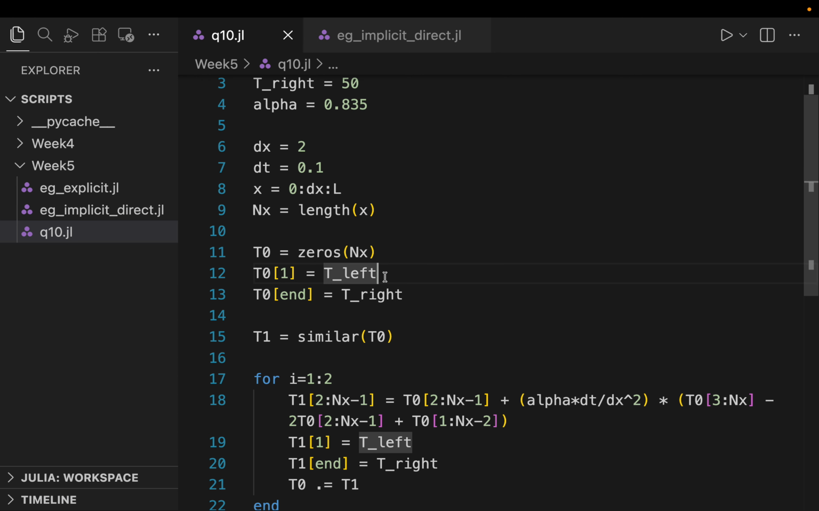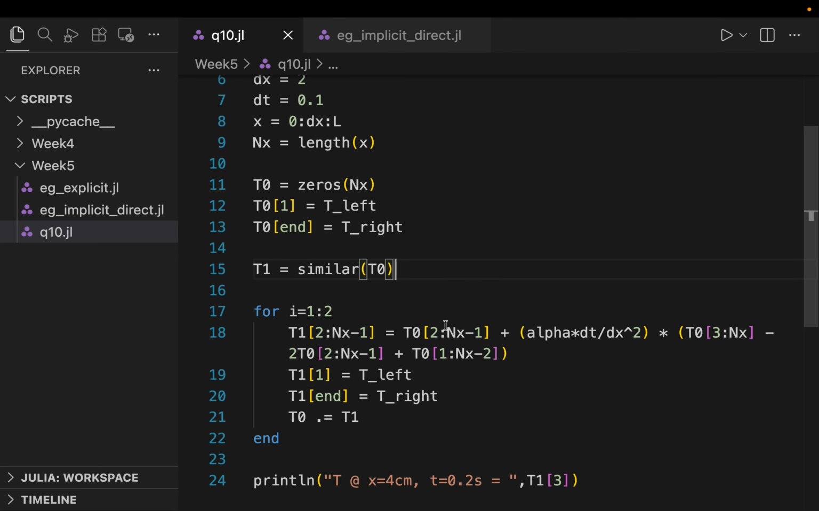So left and right, we have the Dirichlet conditions. So T0 for the first node is going to be T left, and for the last node, it is going to be T right. And then we will define our new variable. This will be the value of temperature at the next time instant, Tn plus 1. So I'm calling that T1. Similar to T0, it creates an empty array, which is similar to T0. And then now comes the next step.